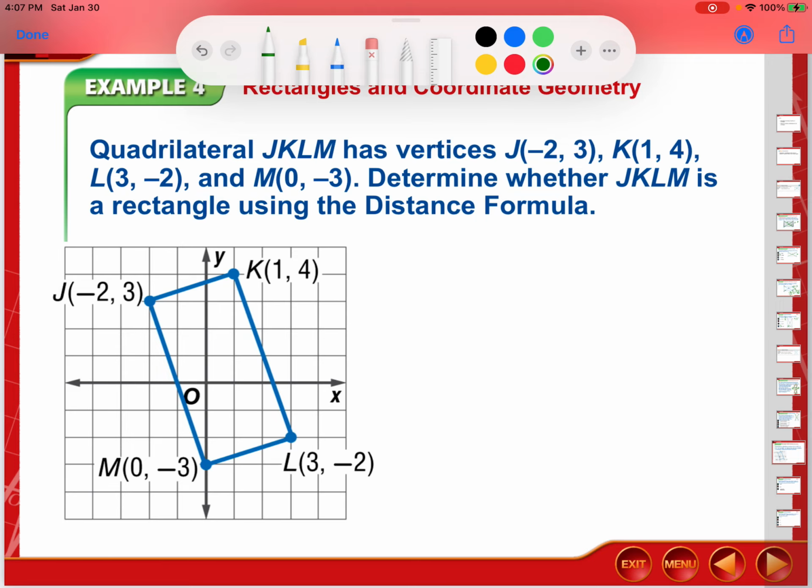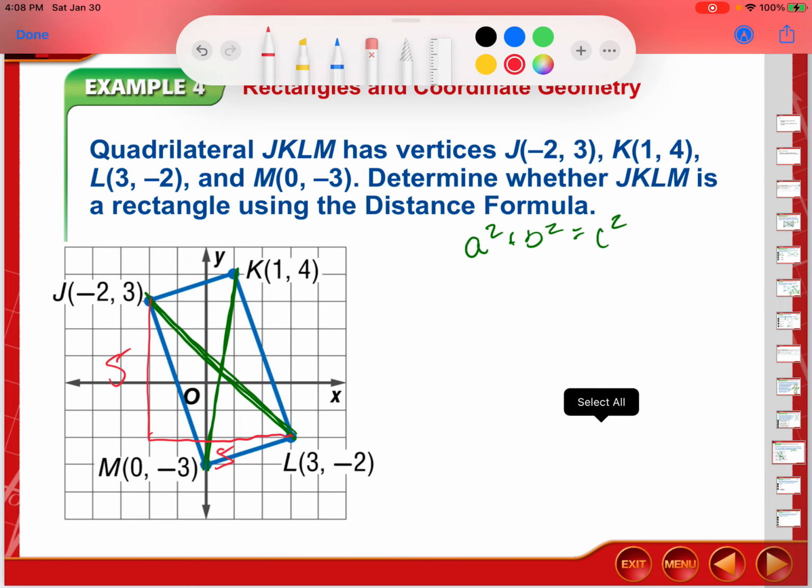So what I'm going to do is measure the distance from K to M using Pythagorean's theorem, and then I'm going to measure the distance from J to L using Pythagorean's theorem. So Pythagorean's theorem, if we remember correctly, is a squared plus b squared equals c squared, where a and b are the legs of the triangle and c is the longest side or the hypotenuse. So the first triangle I'm going to do this to is going to be from J down and then over to L.